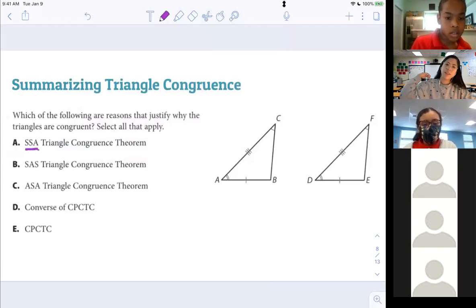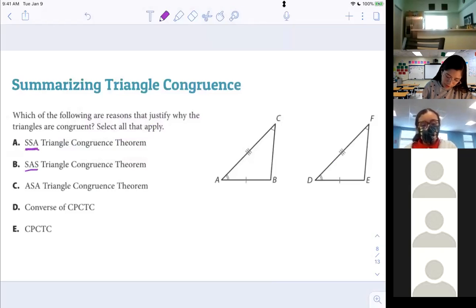So like I said, we're not going to really use it. But we've got SAS. So let's check. If I have SAS, I would need two sides and the angle in between. So if that's the case, can anyone tell me which sides and which angle I would be looking at?